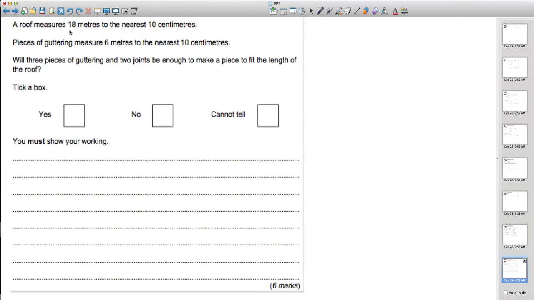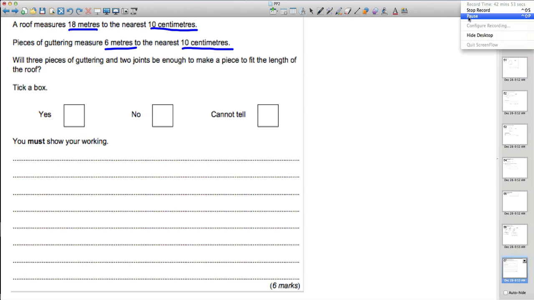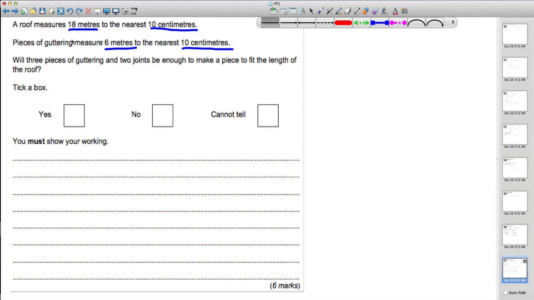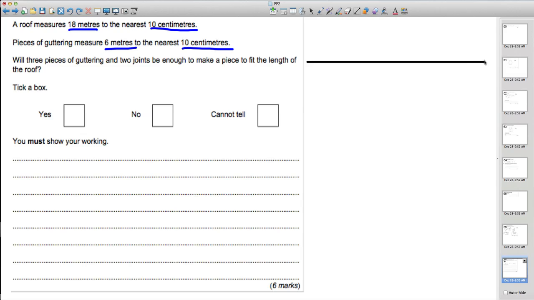A roof measures 18 meters to the nearest 10 centimeters. Pieces of guttering measure 6 meters to the nearest 10 centimeters. Will 3 pieces of guttering and 2 joints be enough to make a piece to fit the length of the roof? Show your working. Okay, to start with, let's draw a picture. The roof measures 18 meters, so I'm going to do that as the roof.